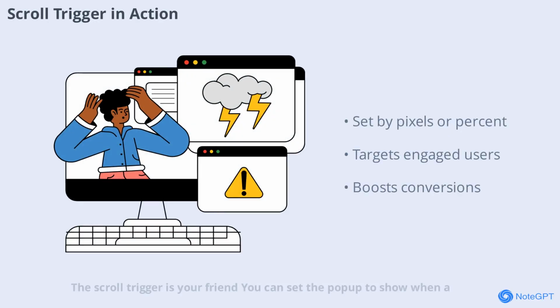The scroll trigger is your friend. You can set the pop-up to show when a user scrolls to a specific point, either by pixels or percentage. For example, you might want the pop-up to appear after 70% of the page is viewed. This approach targets engaged users and can boost conversions without interrupting the browsing experience.